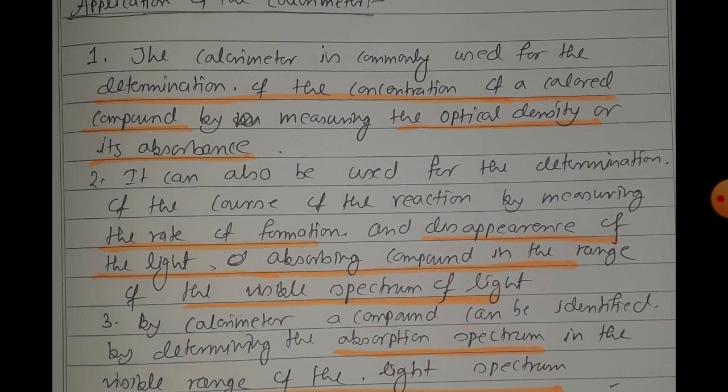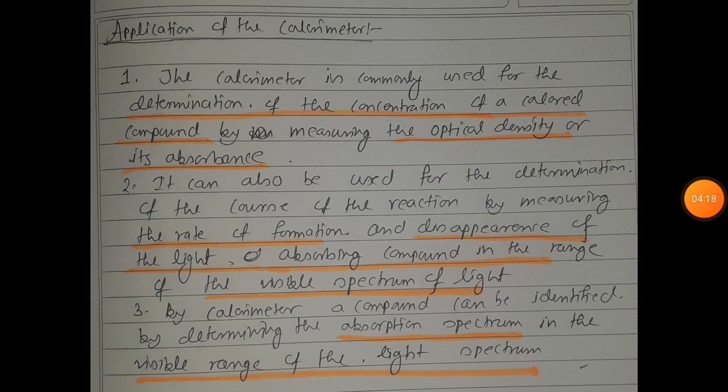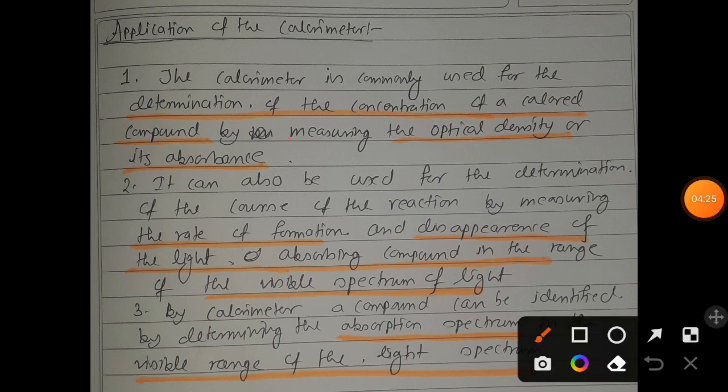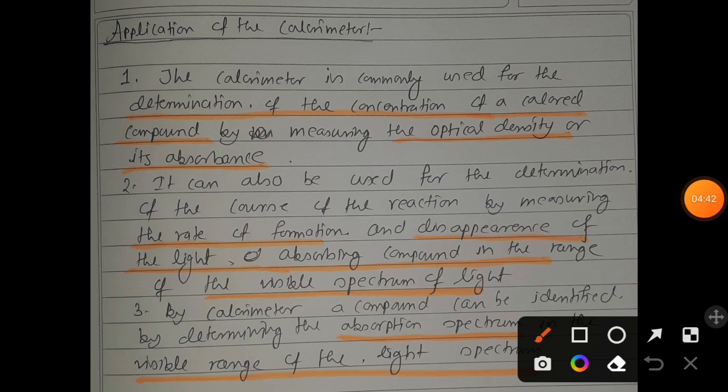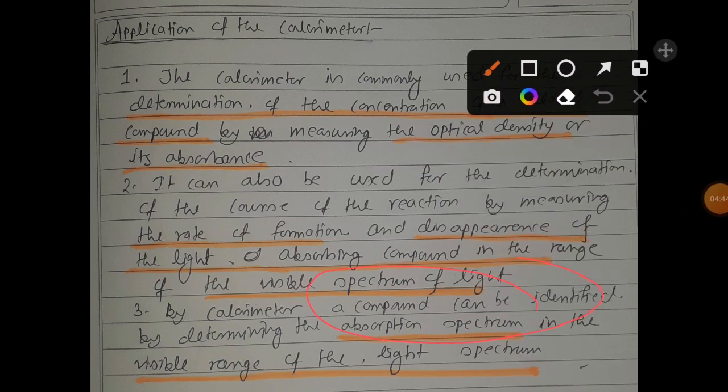So that's it for today. So that is all about the application of the colorimeter. Okay, so if we recapitulate them, the determination of the concentration of the colored compound, the determination of the course of the reaction by measuring the rate of formation and rate of disappearance of light absorbing compound in the range of the visible spectrum of the light, and identifying a compound by determining the absorption spectrum in the visible range of the light spectrum.